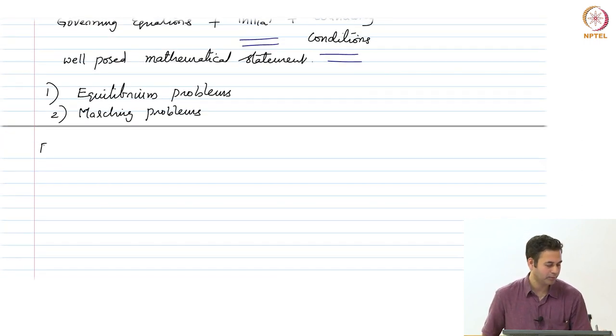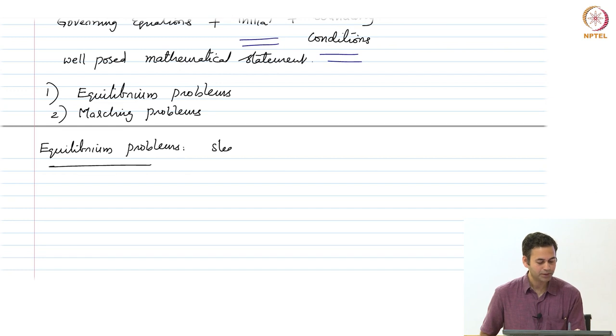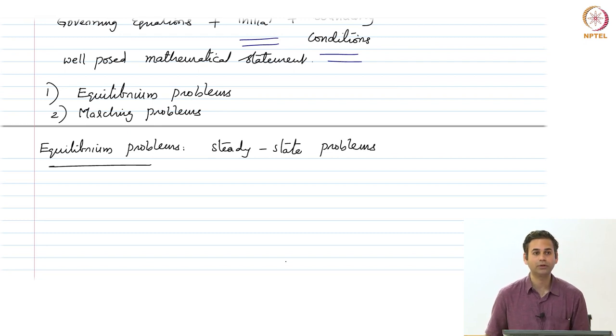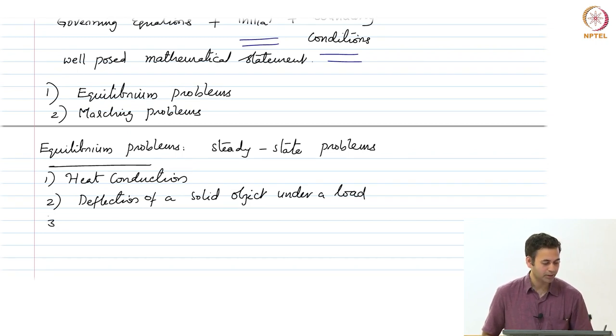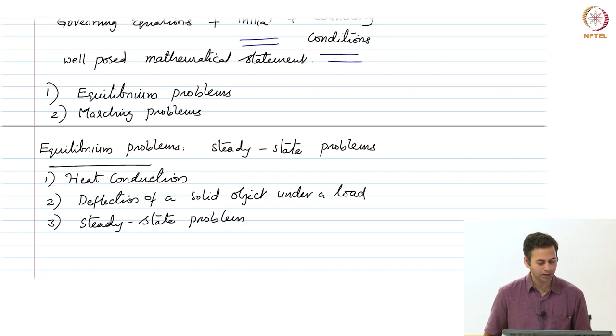Let us look at what we mean by equilibrium problems. A few examples are steady state heat conduction. All the steady state problems we would call equilibrium problems. For example, the steady state heat conduction problem, or the deflection of a solid object under a load, and so on, or any other steady state problem.